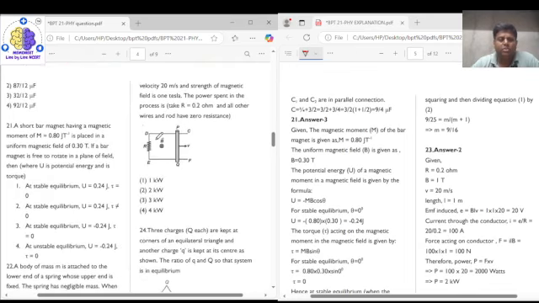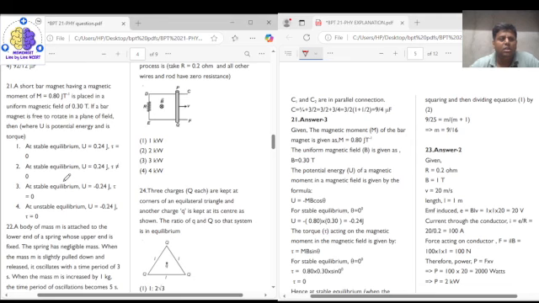Coming to question number 21. Question number 21 says that a short bar magnet having a magnetic moment M equal to 0.80 joule per Tesla is placed in a uniform magnetic field of 0.3 Tesla. If the bar magnet is free to rotate in the plane of the field, then where U is the potential energy associated: at stable equilibrium, U is equal to minus 0.24 joule and torque is equal to 0. So in stable equilibrium, torque will be equal to 0.